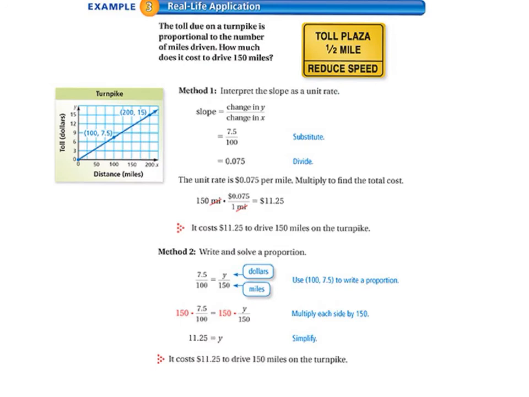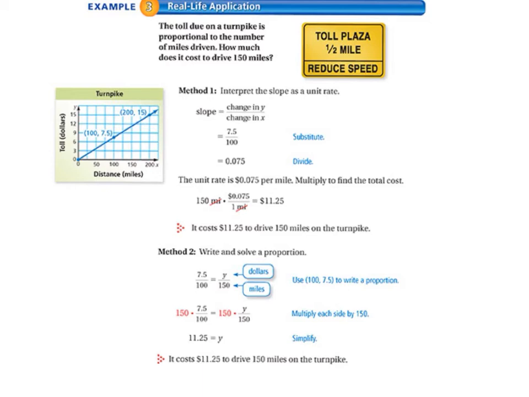Example 3 is our real-life application. The toll due on a turnpike is proportional to the number of miles driven. How much does it cost to drive 150 miles? So method 1, we're going to interpret the slope as a unit rate. This is kind of like the babysitting problems we did in previous lessons. So the slope equals the change in y over the change in x. So we need to look at our graph.